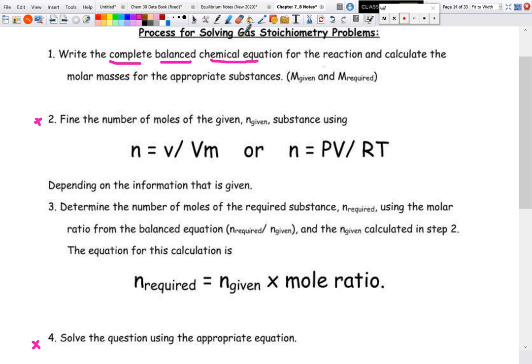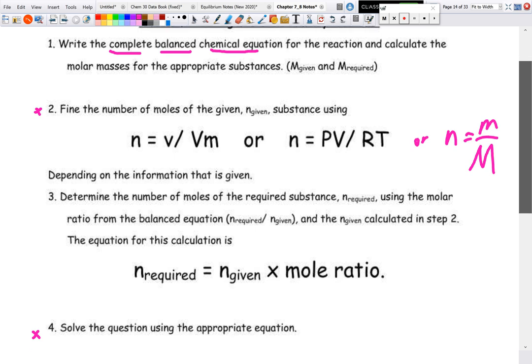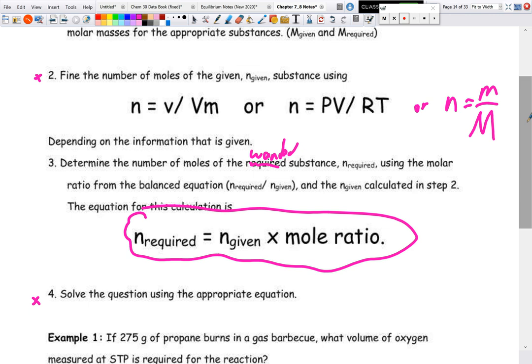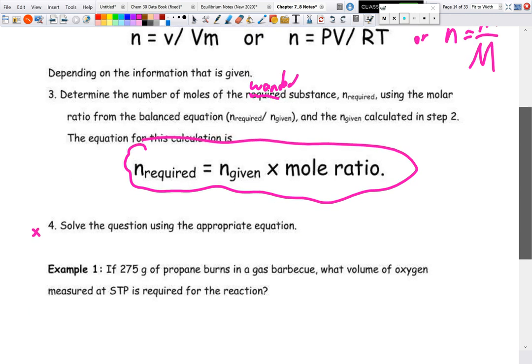If the question does not have any masses or is not asking for a mass, you can omit this. Step number 2 is we find the number of moles of our given substance using n equals V over Vm, or n equals PV over RT, or n equals mass over molar mass, because we can get a mixture of stoichiometries. Step number 3 is going to be the same. We determine the number of moles of our wanted substance using our mole ratio. And remember, our mole ratio is just the coefficient of our wanted over our given.